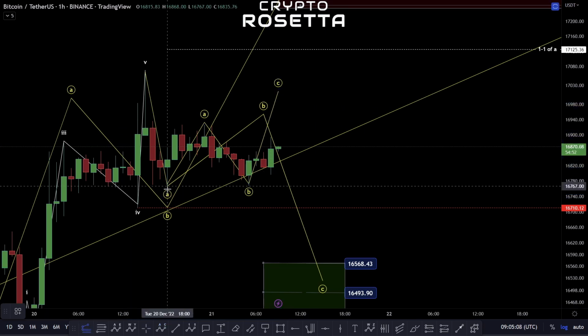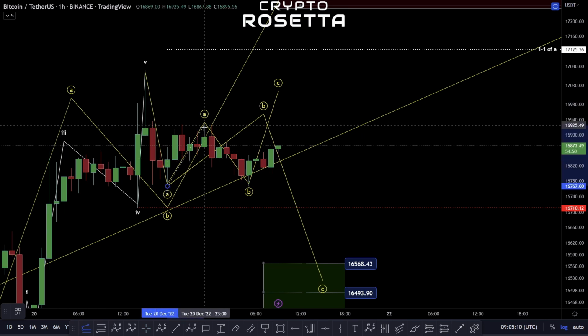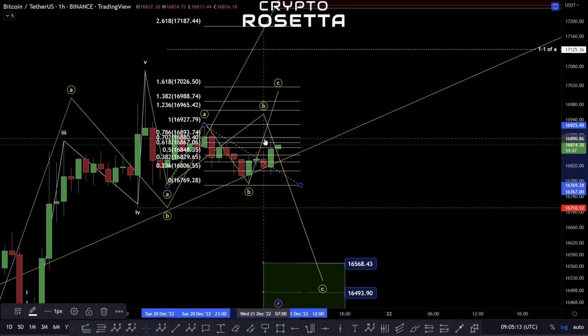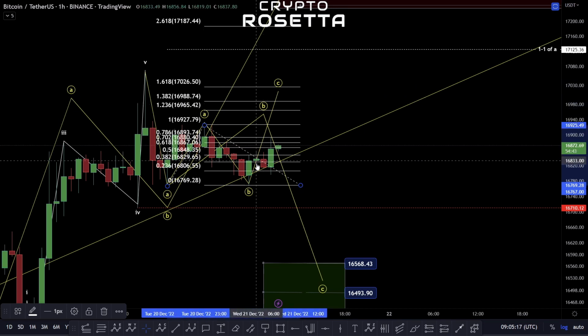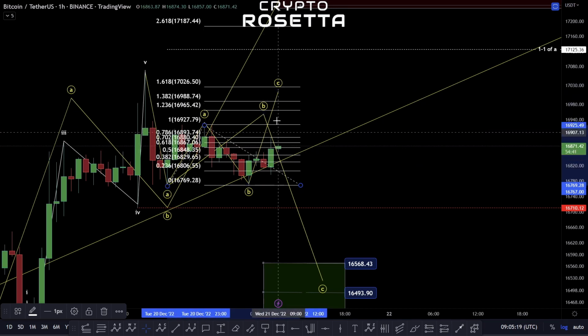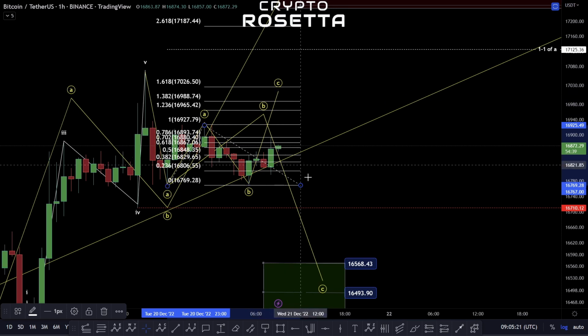So a potential target area for this would be sort of the 16,988 to 17,000 area. So we could potentially look to push back up into this zone and then break down to the downside. So that's just something we need to be aware of.